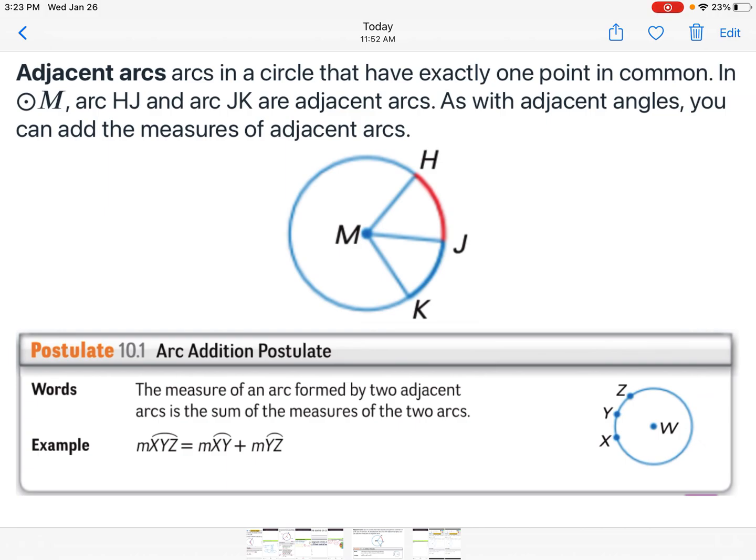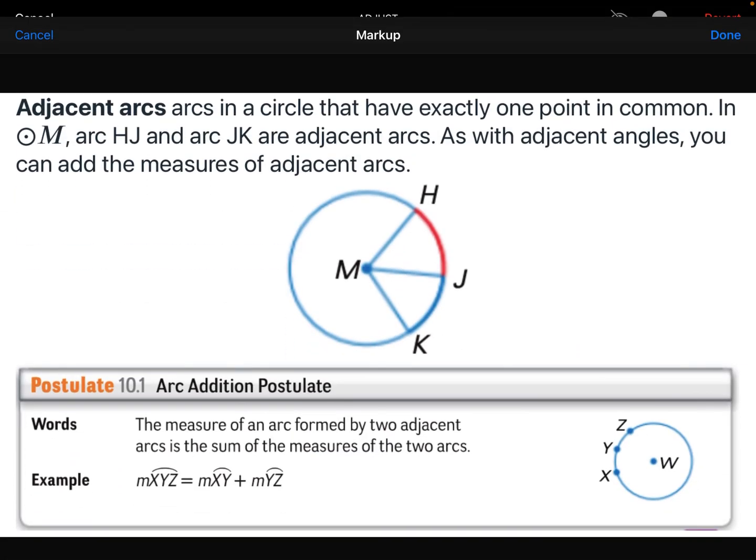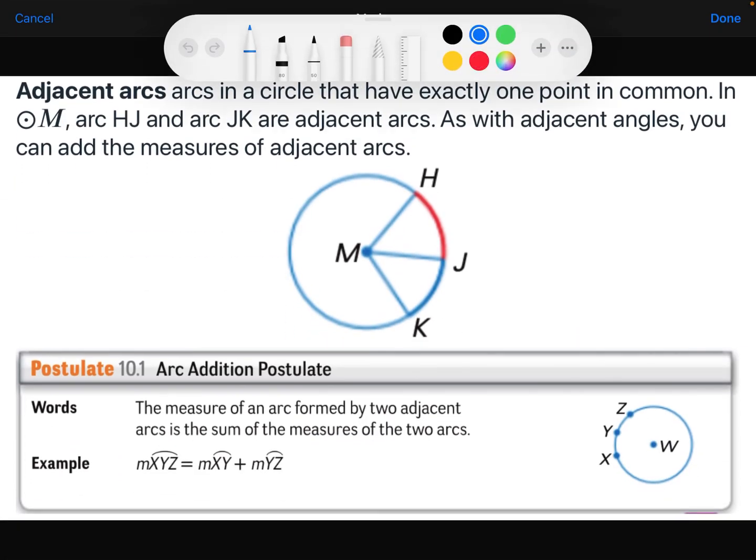Lastly, for this lesson, we're going to talk about adjacent arcs. Adjacent arcs, like adjacent angles, are right next to each other. They share exactly one point in common. HJ and KJ share this point right here in common. So in circle M, HJ and JK are adjacent arcs.